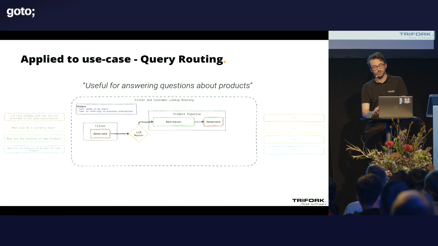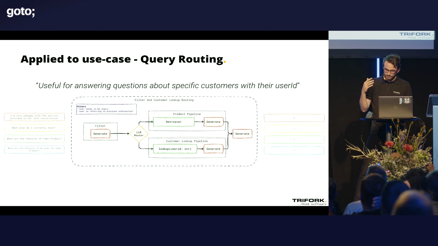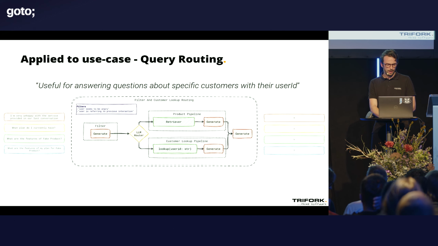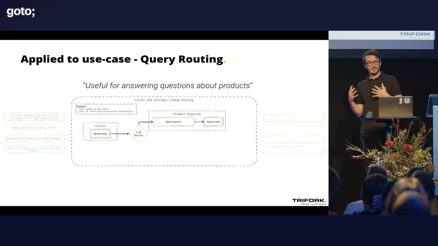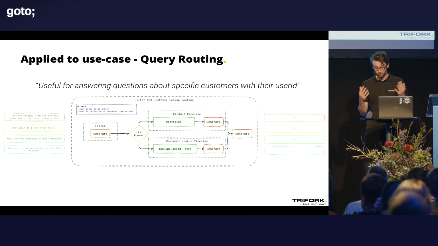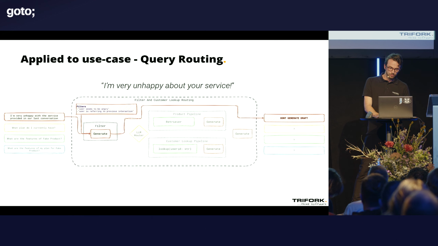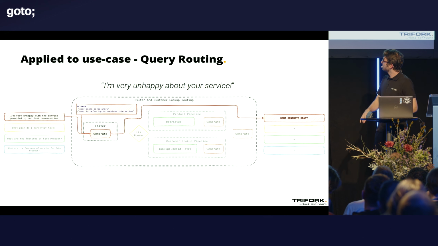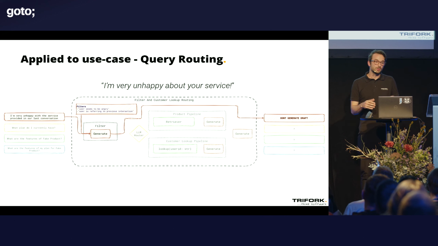Then we have one part which is just a basic product pipeline that we've seen in the other examples, using a retriever and a generator. We also have a pipeline to look up user data, and we describe each pipeline for the AI. We tell it this one is useful for answering questions about products, and this one is useful for answering questions about specific customers and their user ID. For example, if the user is very unhappy with the service, then we want the filter to say, all right, skip it all. We just don't generate anything. Maybe we want to give the reason why we don't generate it, so that we can at least log that.